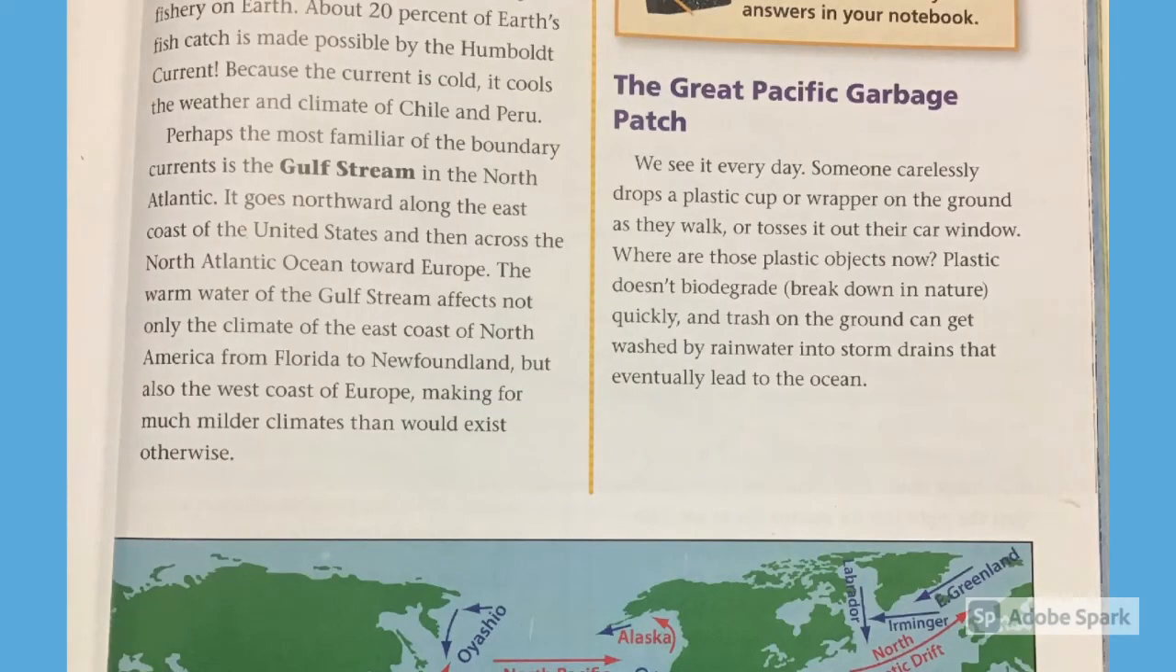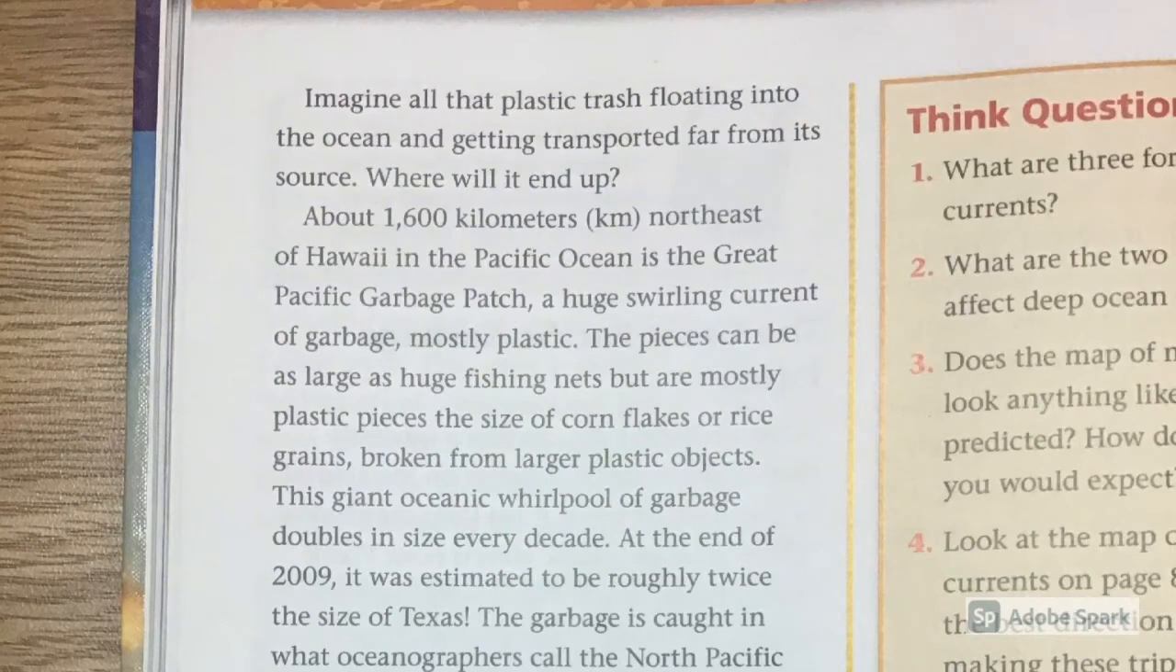The Great Pacific Garbage Patch. We see it every day. Someone carelessly drops a plastic cup or a wrapper or a mask on the ground as they walk, or tosses it out the car window. Where are those plastic objects now? Plastic doesn't biodegrade or break down in nature quickly, and trash on the ground can get washed by rainwater into storm drains that eventually lead to the ocean. Imagine all that plastic trash floating into the ocean and getting transported far from its source. Where will it end up?